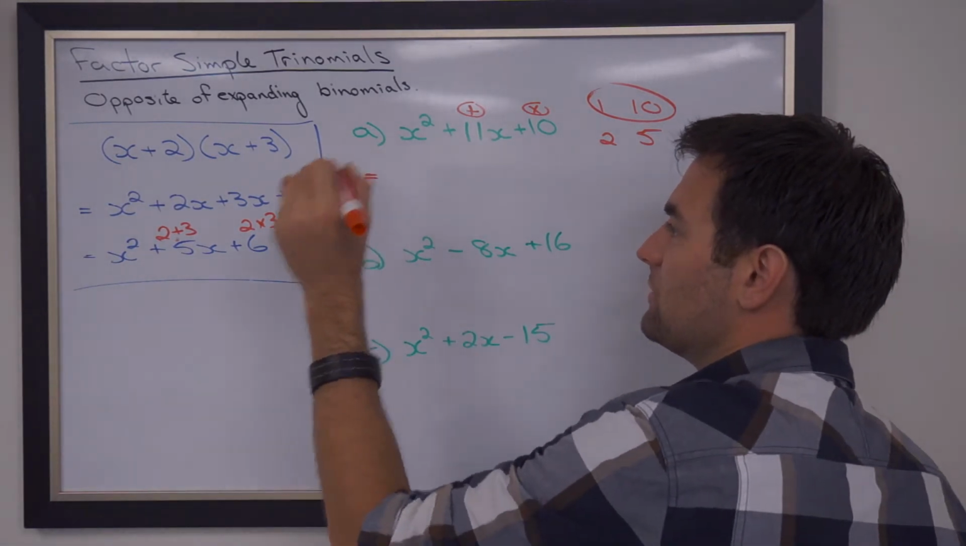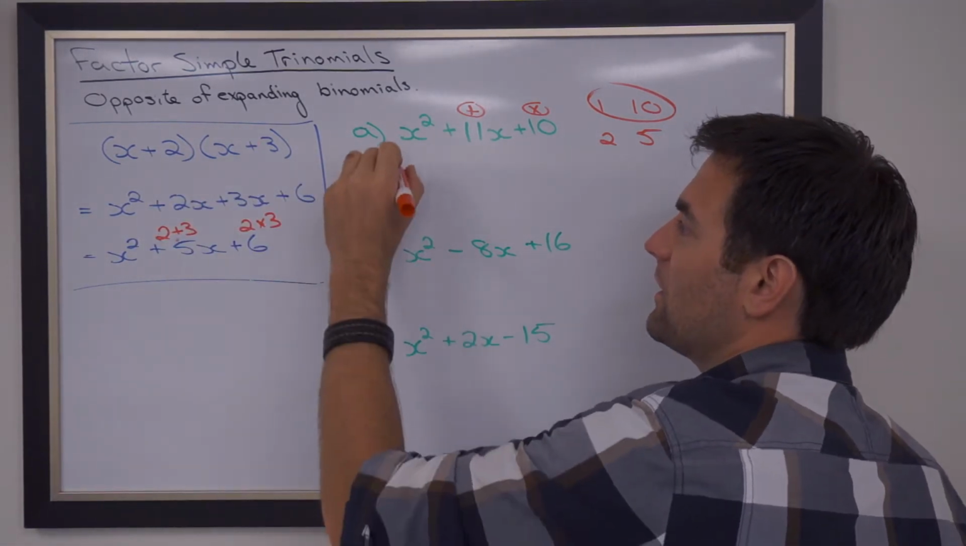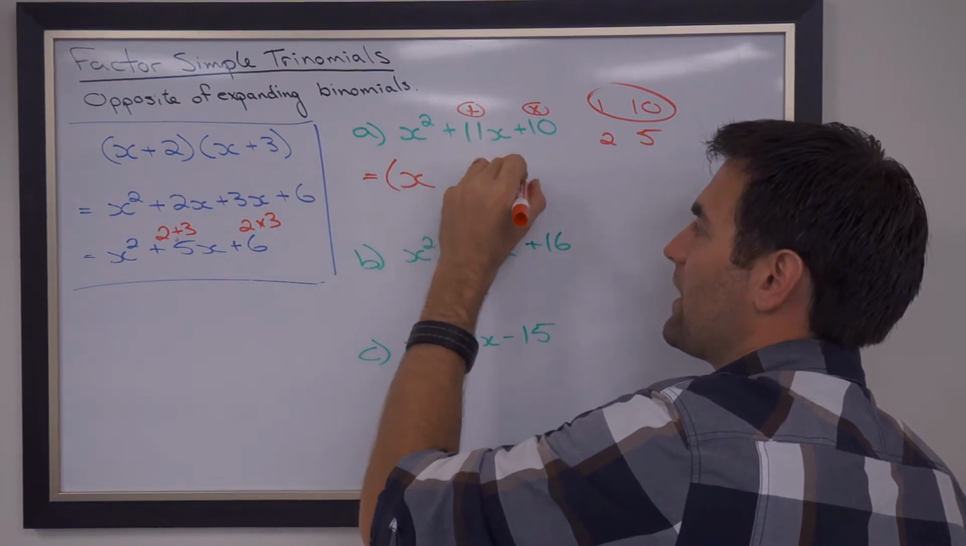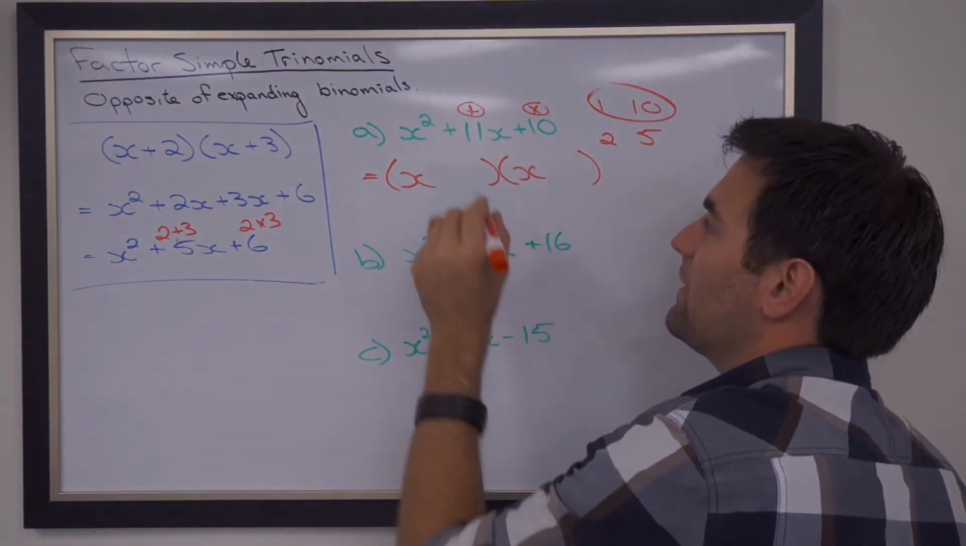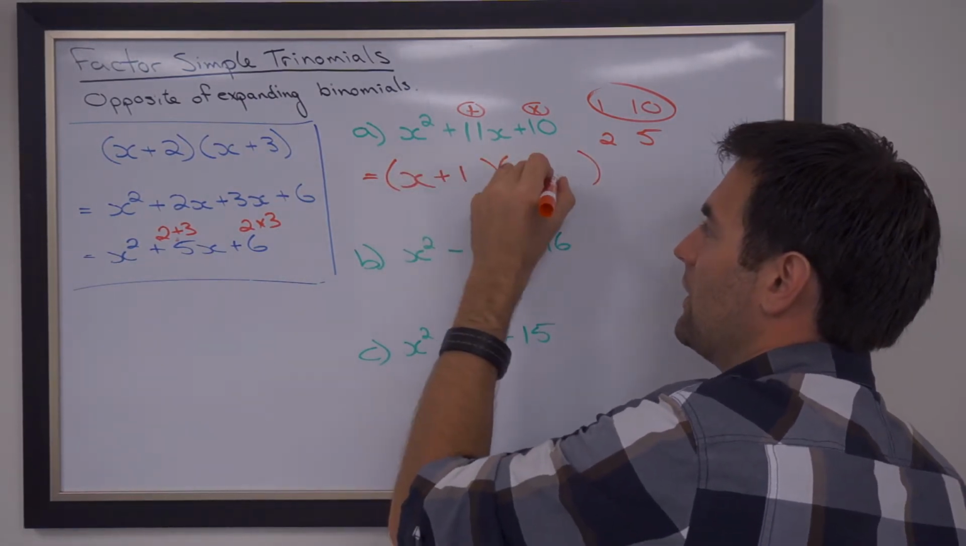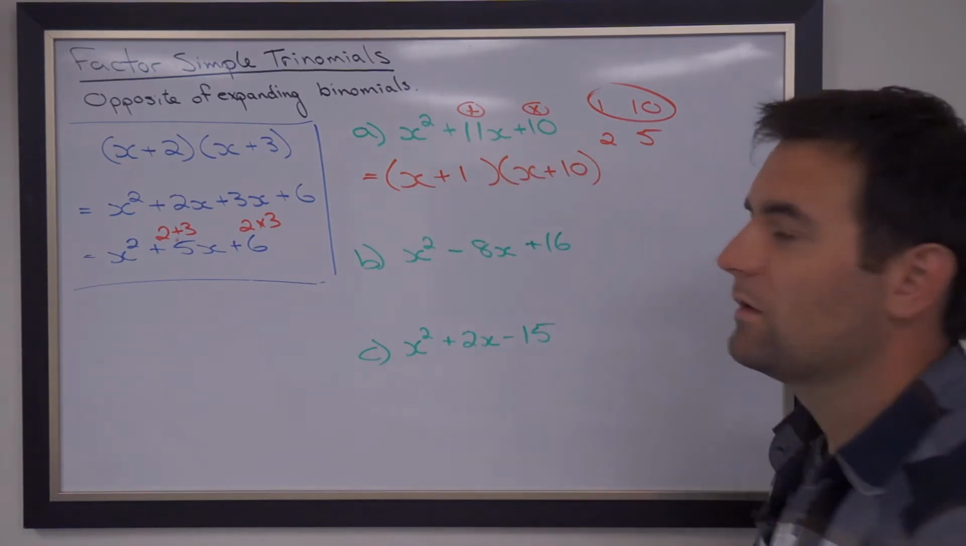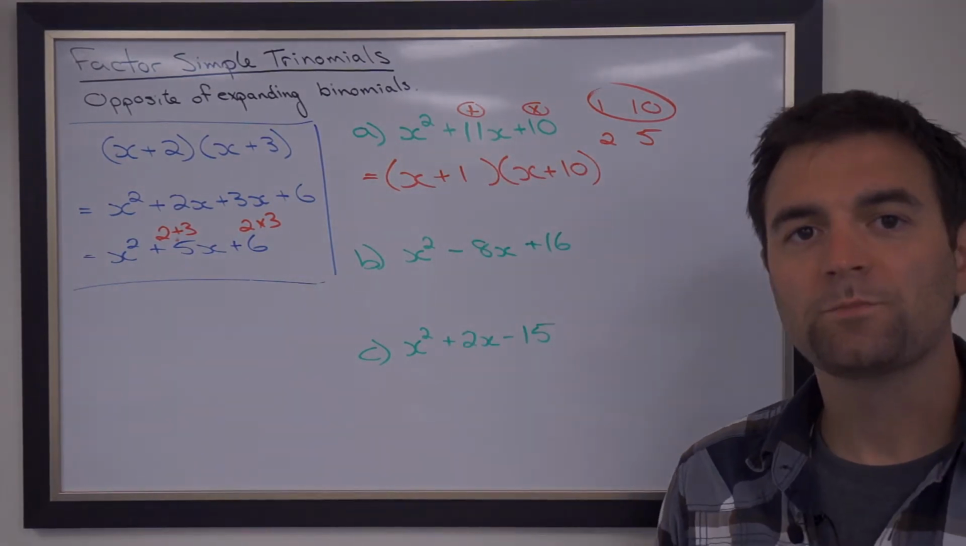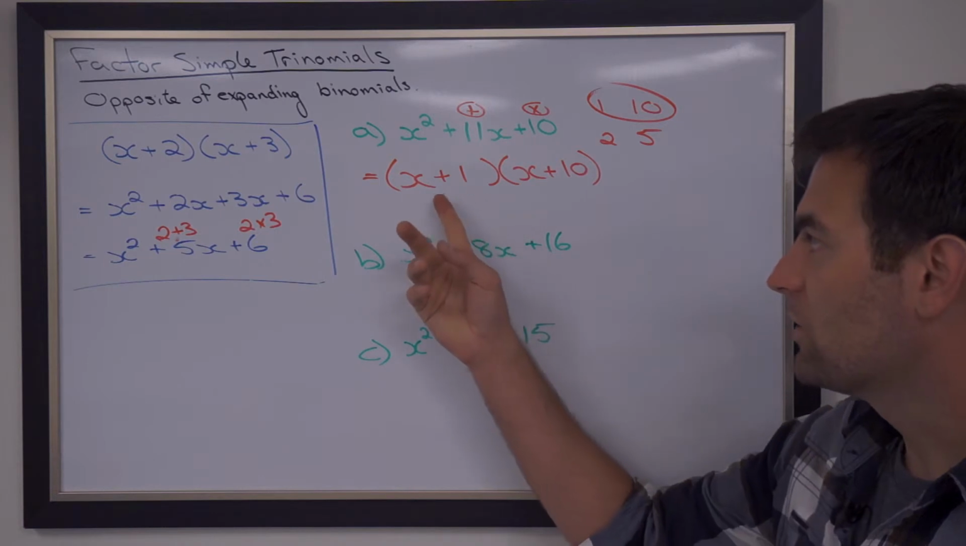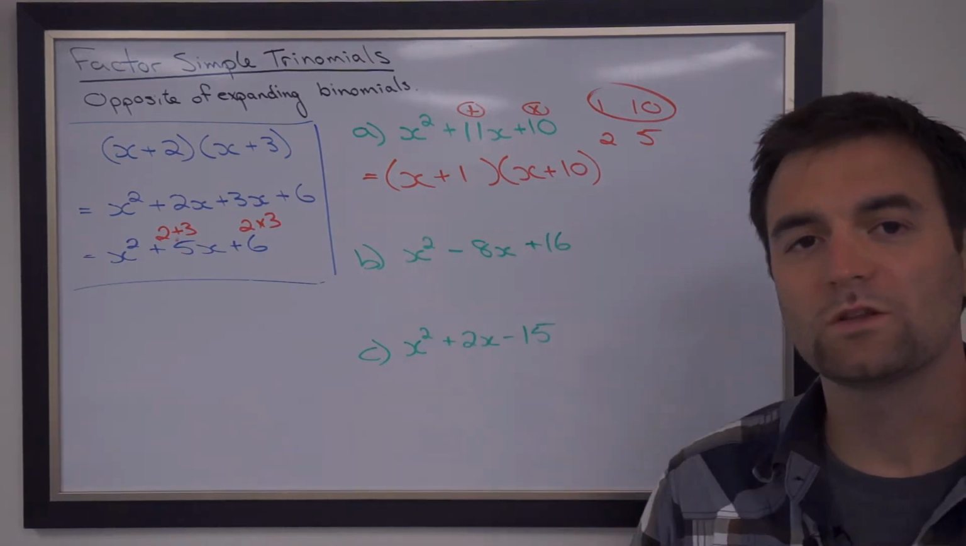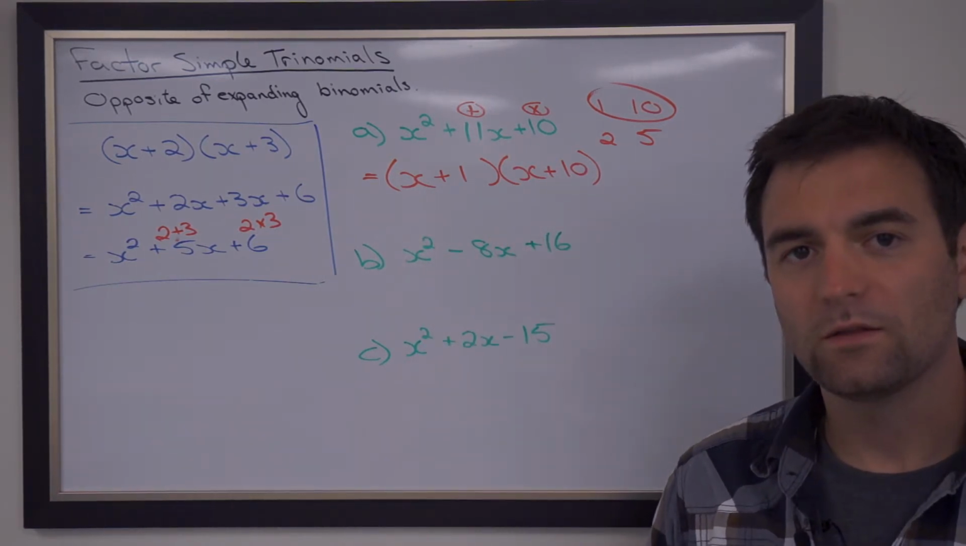So my solution is going to look similar to this one here. Both brackets are going to start with an x, and then I just put in the plus 1 and the plus 10 as the numbers. I can write this in the opposite order. I could write x plus 10 and x plus 1 as well. That would be the same answer.